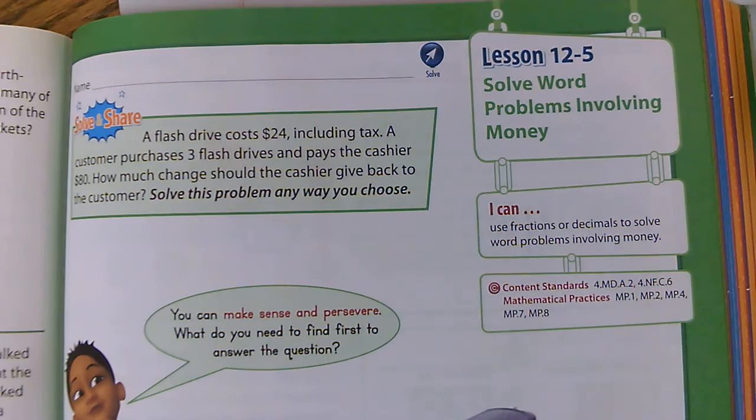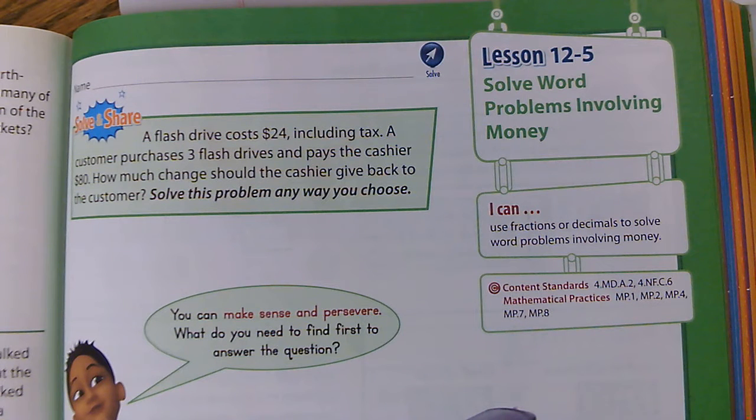Alright, good morning, fourth grade. We are going to go ahead and move on to the next section of Chapter 12, which is Section 5. And today we're going to be doing all four operations, so add, subtract, multiply, divide, that involve money. So here we go. Let's get started.